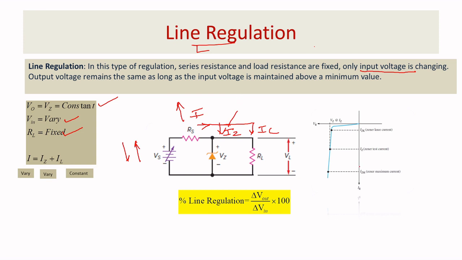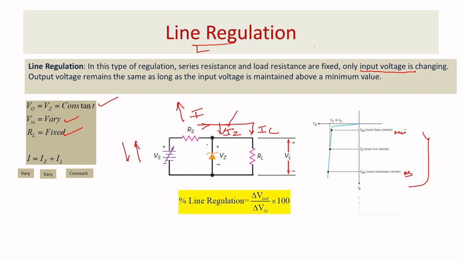So but it should be in the range of IZ minimum and IZ maximum. It should not go above this. That you want to be more careful. IL will remain constant. Okay, IL will be constant because it is clearly the RL is fixed, so the current across RL will be fixed. IZ will be varying, but it should be in the range of the specified value.